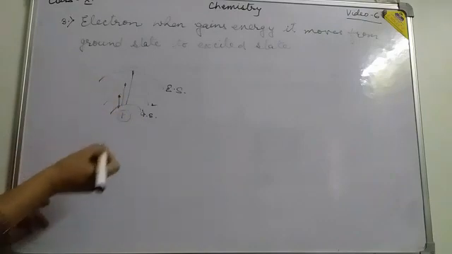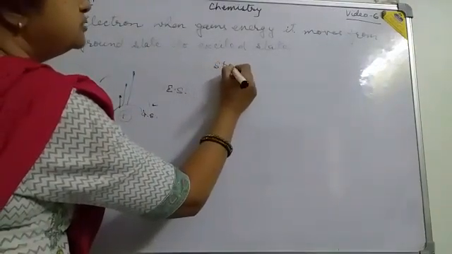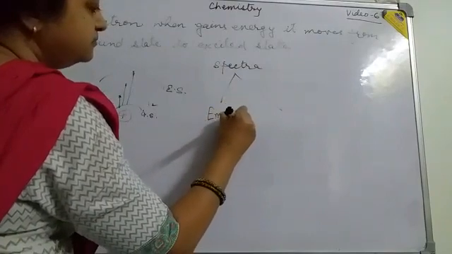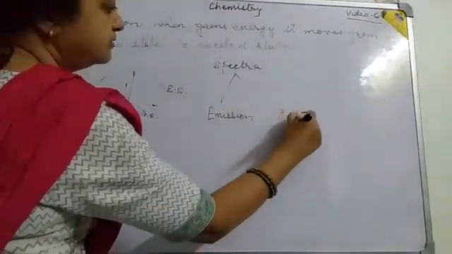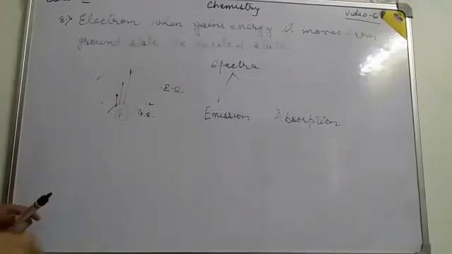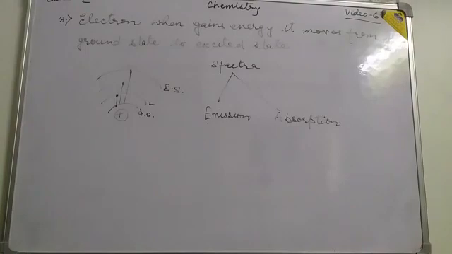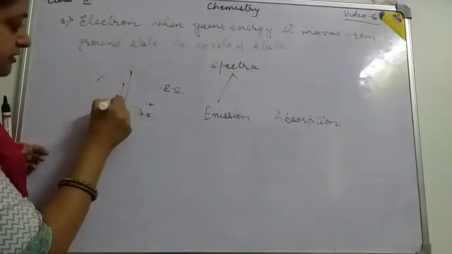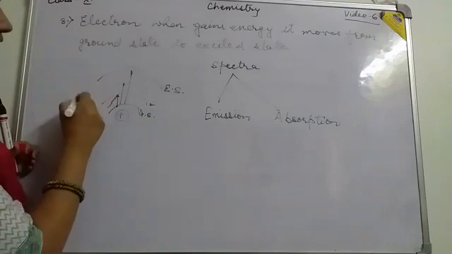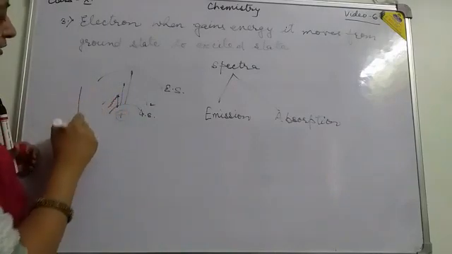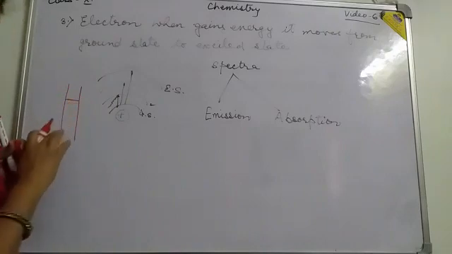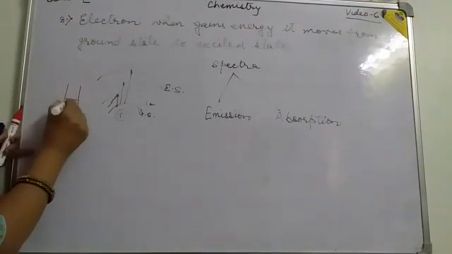There are two types of spectra: emission spectra and absorption spectra. In the emission spectra, when the electrons get excited, they lose energy in the form of radiation. With a spectrometer or spectroscope, we can take a picture of this spectra. Some lines are present in the spectra.